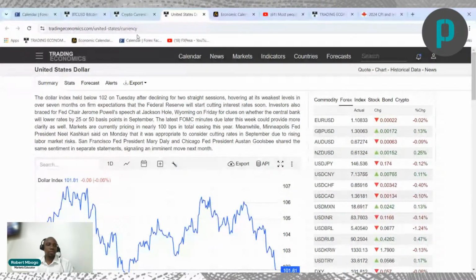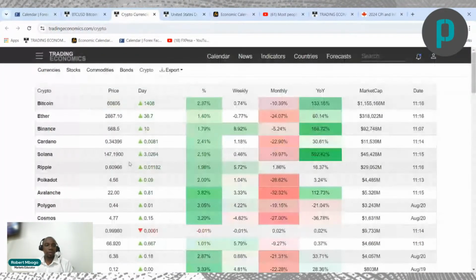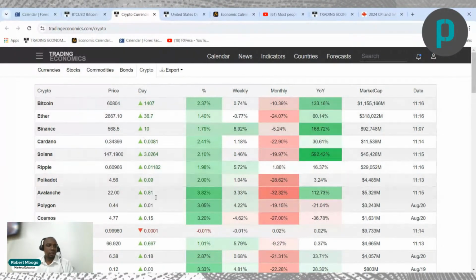And then also cryptos, look at that. Cryptos have been performing pretty well. It's been like a comeback. Bitcoin is at 6804, so we can see a 2.3% increase. And I think every other crypto over here is green, right? But if you look at the monthly, they are down. However, yearly, you can see how much returns.